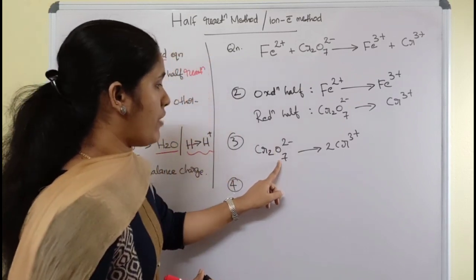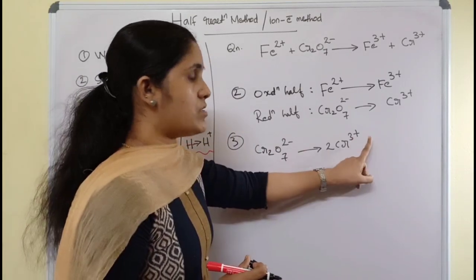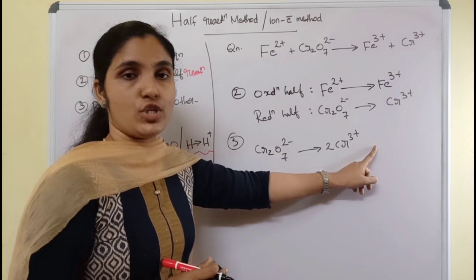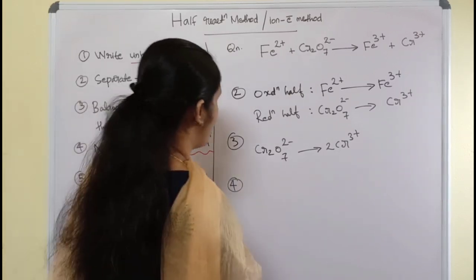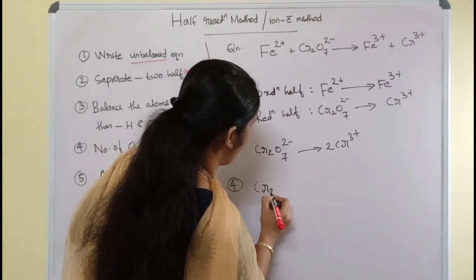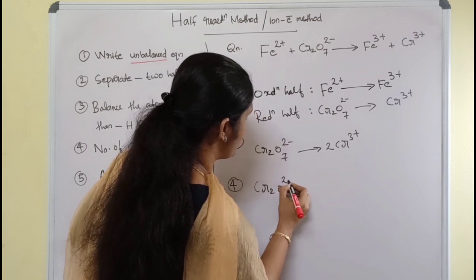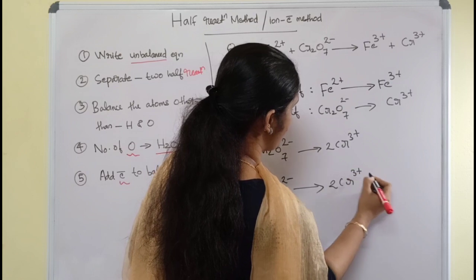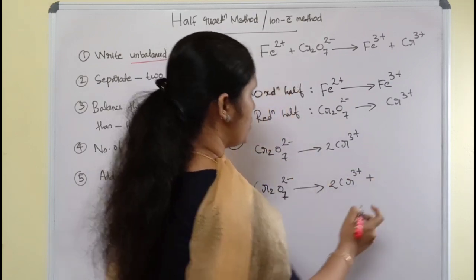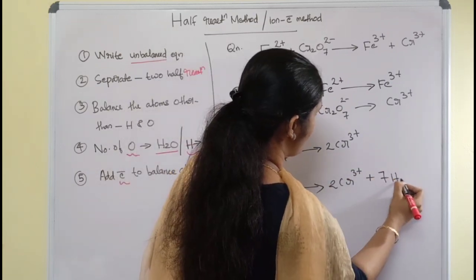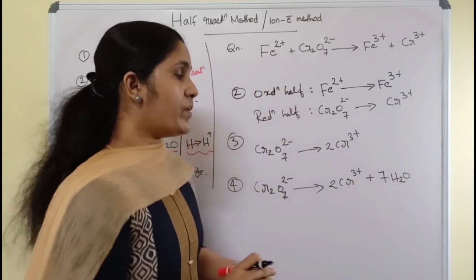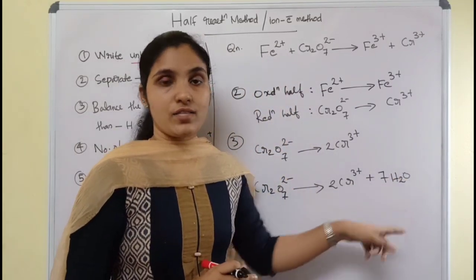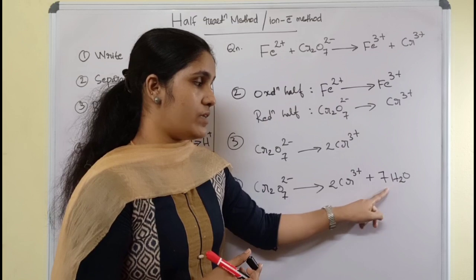On the left side it is 7 oxygen, so it should be balanced on the right side by adding a sufficient number of H2O. So let's write the fourth step, balancing of oxygen atoms. Cr2O7 2 minus gives 2 Cr3 plus 7 oxygen, so we have to write 7H2O. Now the oxygen number is balanced, but the hydrogen number is not balanced.